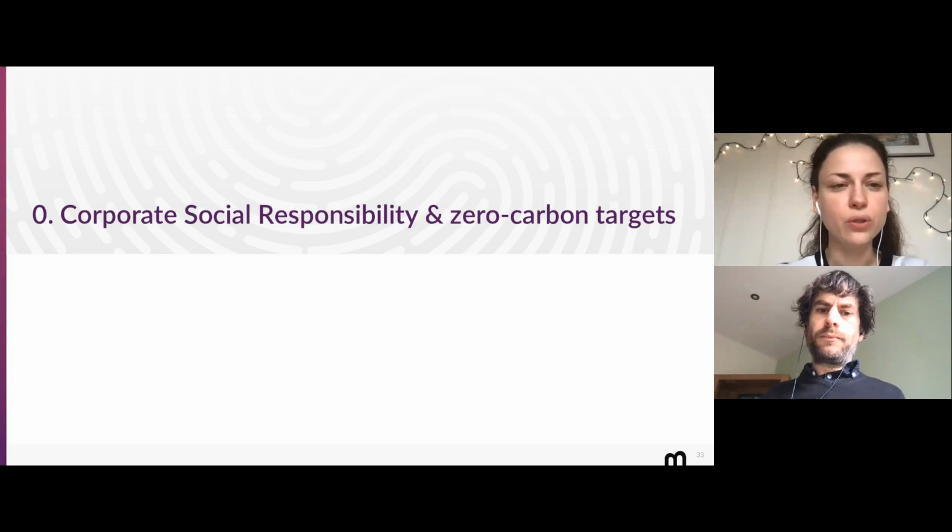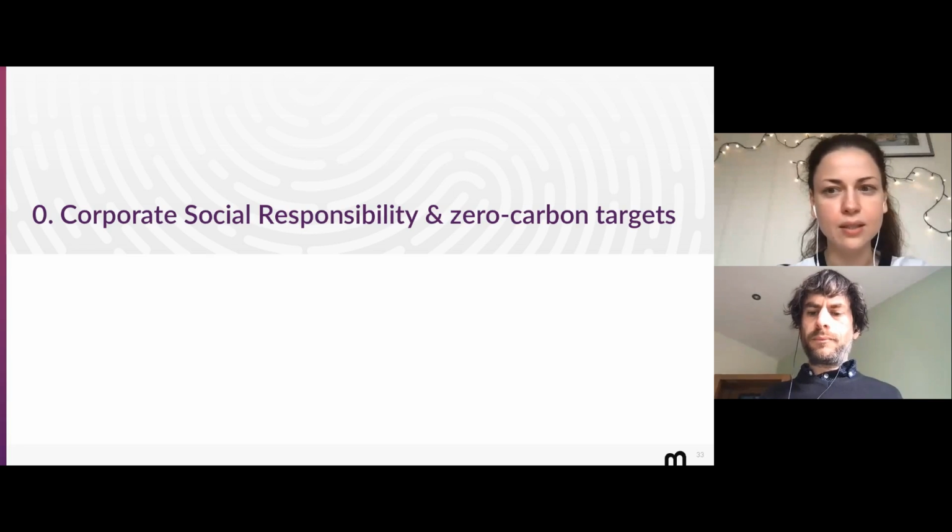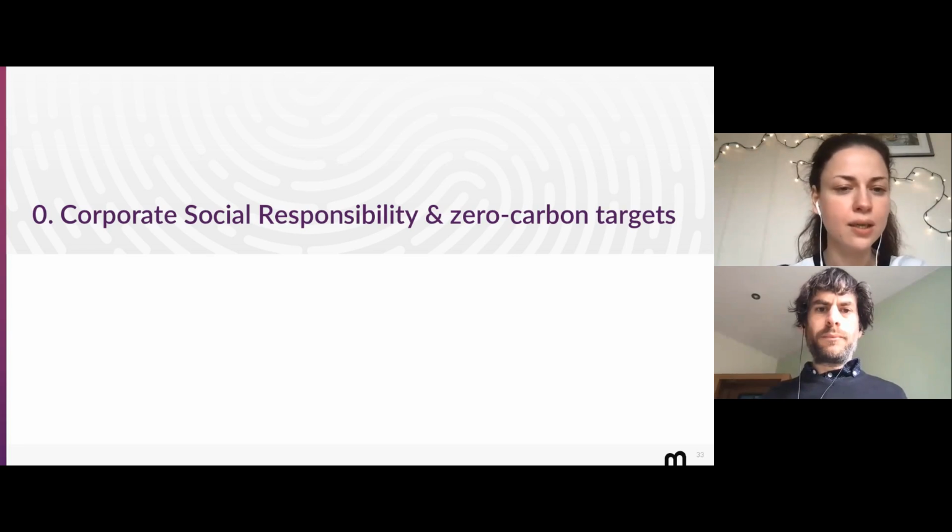But before we look into those areas, I want to say a few words on corporate social responsibility and zero carbon targets. Usually when you hear the word sustainability in business, the first thing that comes to everyone's mind is corporate social responsibility, such as sponsoring different campaigns like World Wide Fund initiatives or Greenpeace campaigns. And almost every company these days has a dedicated sustainability section on their site.